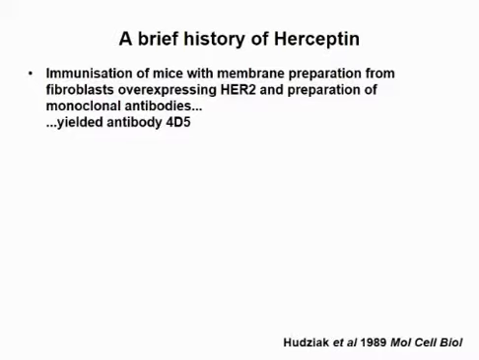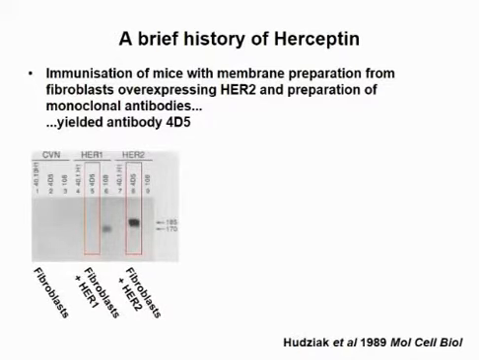Yeah, so I'll now go through a brief history of how this was discovered. Way back in 1989, to make an antibody to this protein, they decided to immunize mice with membranes from fibroblasts overexpressing this HER2 protein to make monoclonal antibodies. And this yielded an antibody that they called 4D5.